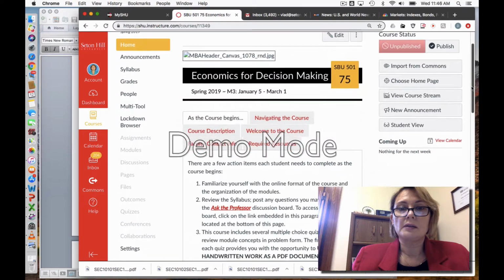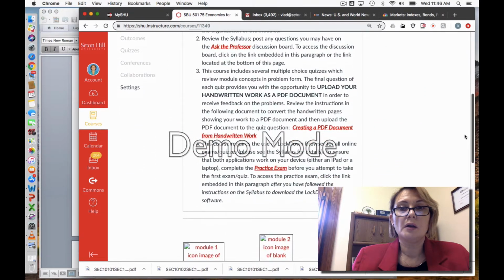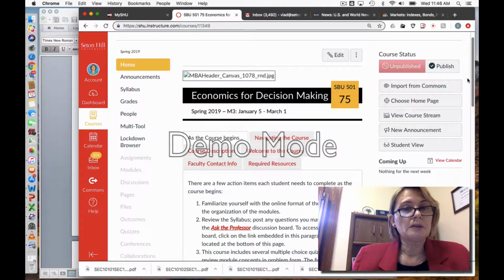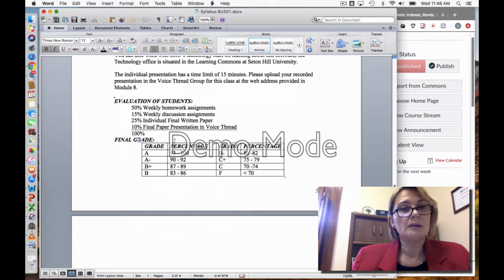You see here, that's the main page, and you have different tabs, Ask the Professor, and then based on the syllabus, the way the grades are going to come, if we scroll down just a little bit to the end, you see this is how the evaluation of students is going to be based on. So 50% weekly homework assignments. I'm going to show you where you can find them. 15%, those are weekly discussion, different type of assignments.